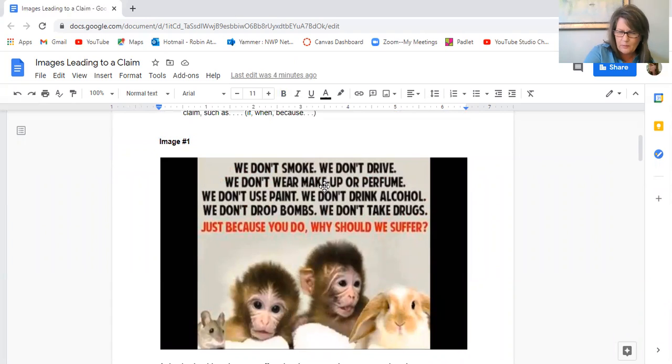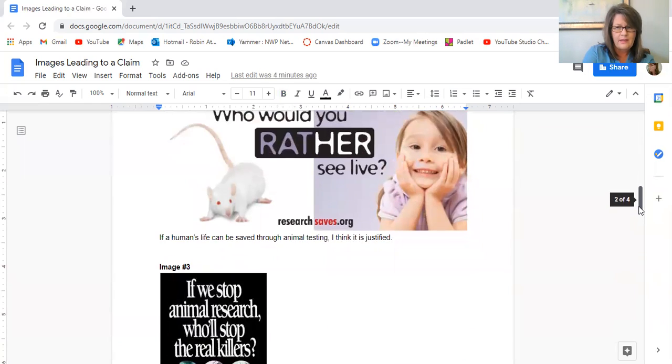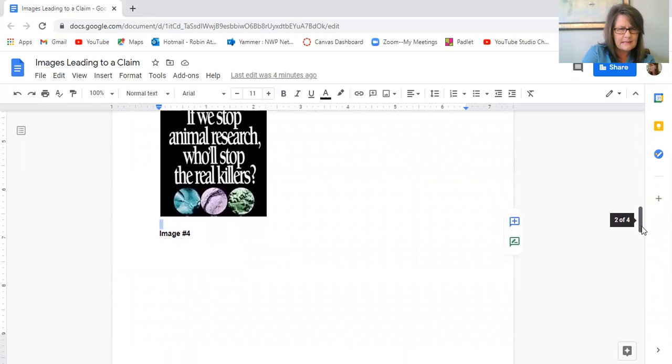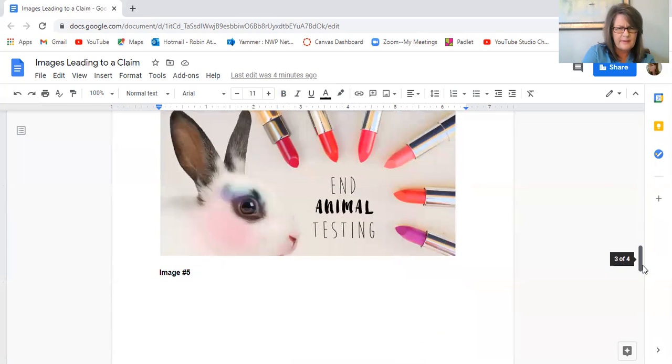So makeup or perfume. Seems like I'm thinking that things that affect human life and well-being are different. I seem to be making a distinction between these things like drugs, bombs, and makeup and perfume, or even paint, maybe. I'm not sure. My claim really is still evolving, but I'm at a different place. So I'm definitely, this puts me at a different place.